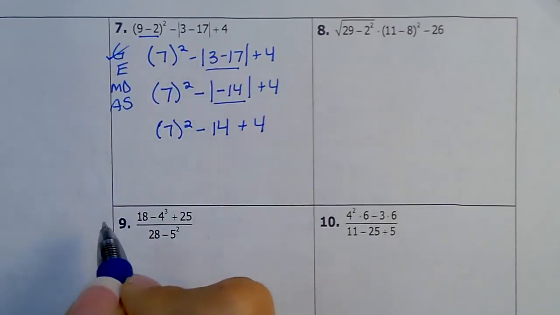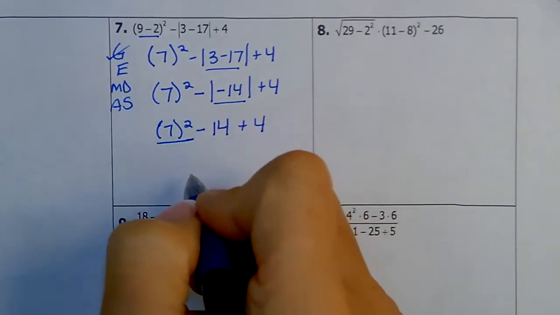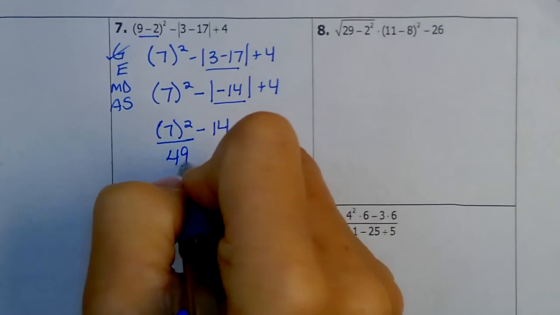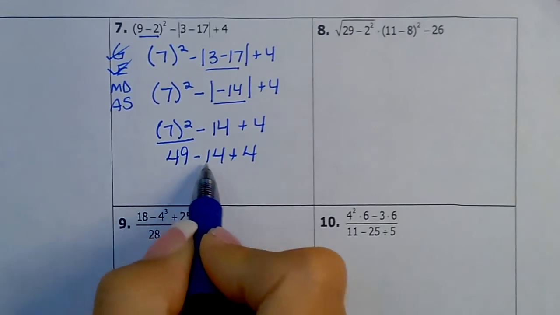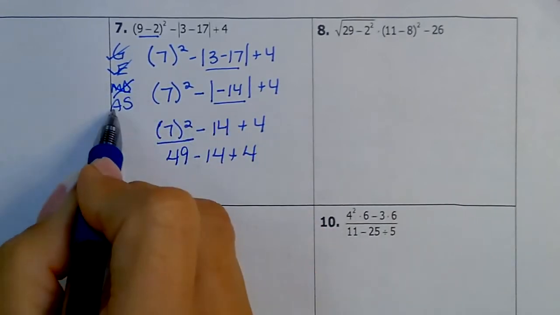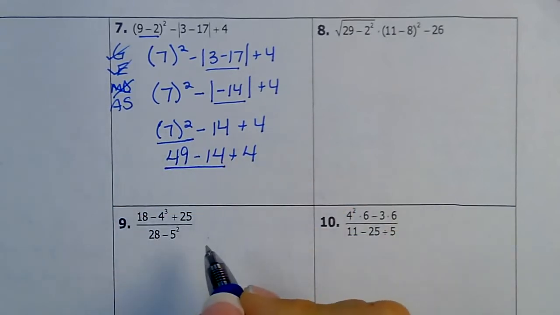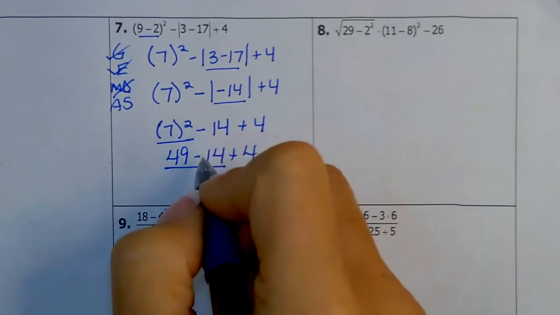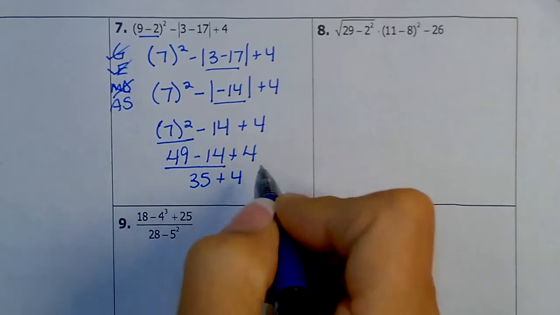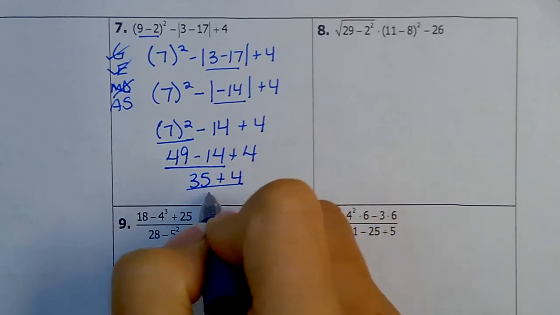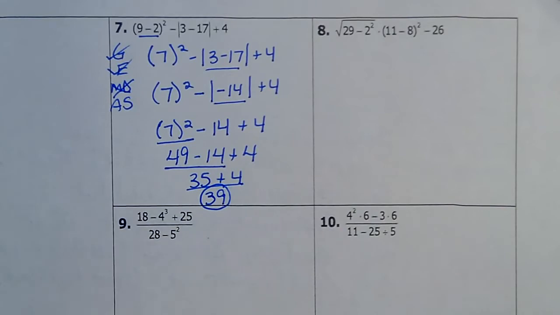We're done with our groupings. Now let's take care of exponents or radicals, which I have here. So 7 times 7 is 49. Okay, I do not need to multiply or divide, but I do need to add or subtract. So from left to right, this is the first one I come to. And 49 minus 14 is 35. And then finally, I need to add. So I end up with 39 as my answer.